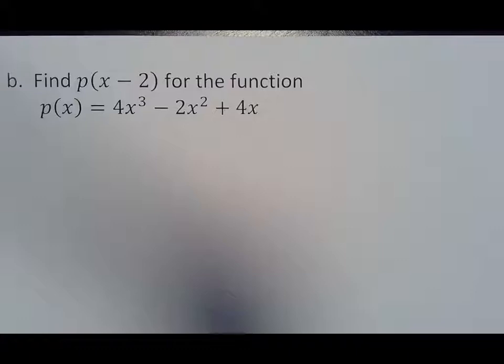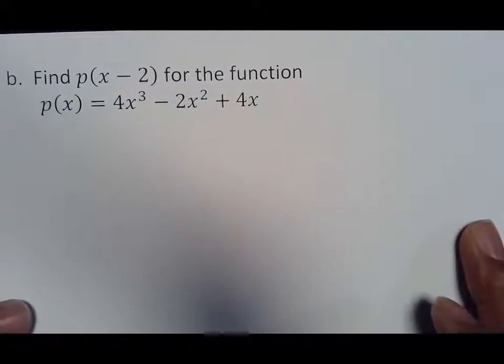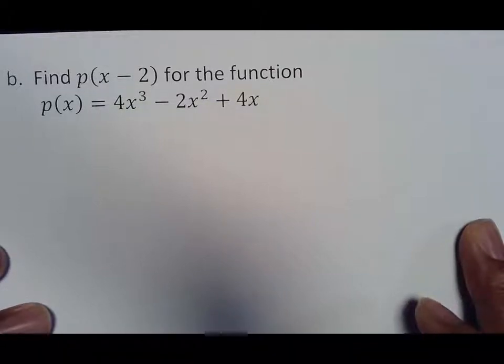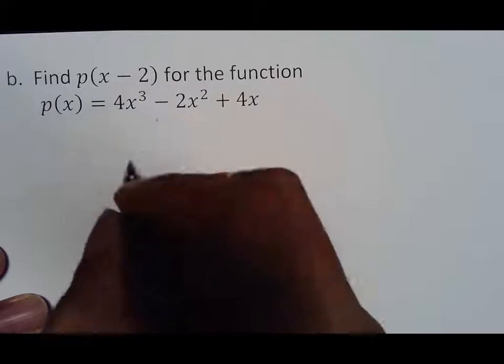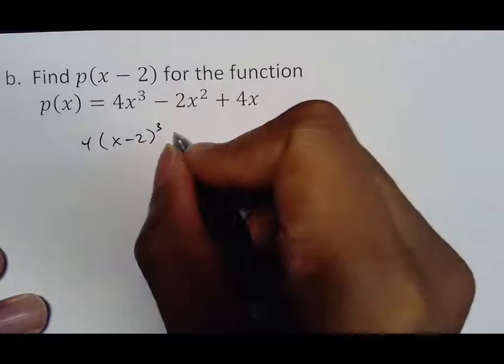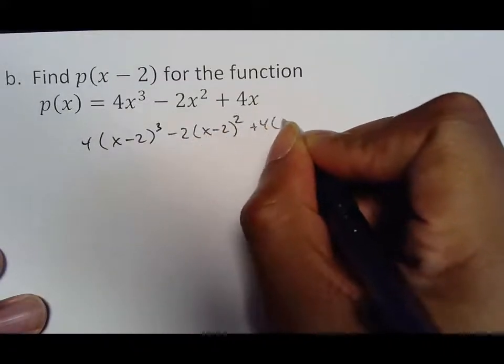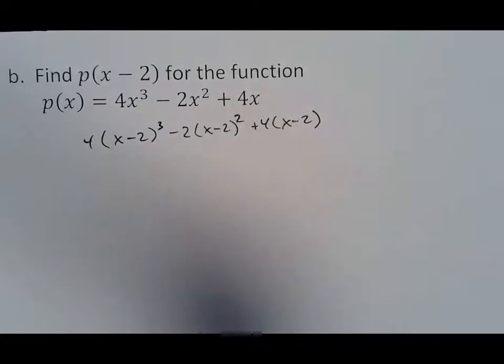You're going to be asked on your assessment, on your test, to find p of x minus 2 for the function. If you can do that, great. If you can't, it just means you need more practice. But the way I'm going to do this is going to be important because organization becomes an issue. What I'm going to do first is substitute. So if I want p of x minus 2, I'm going to do 4 times x minus 2 to the third minus 2 times x minus 2 squared plus 4 times x minus 2.